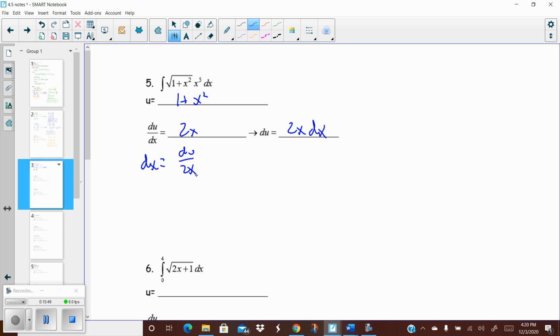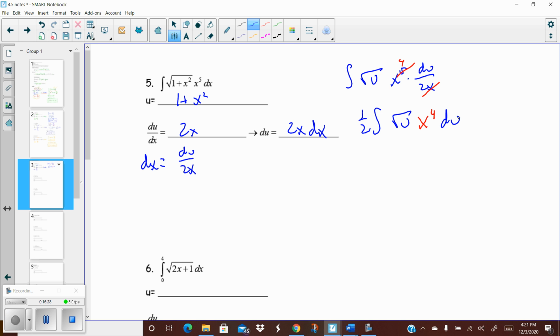All right, so let's go ahead and make our substitutions and we'll see why we have a problem. So we're going to get the square root of u times x to the 5th times our new dx, which is du over 2x. And hopefully you can see where the problem's going to come in now. I can bring the 1/2 to the front, still got a square root of u, but unfortunately, that x is only going to get rid of one of those and make it an x to the 4th. That's going to create a problem, because I couldn't algebraically get rid of that x to the 4th.